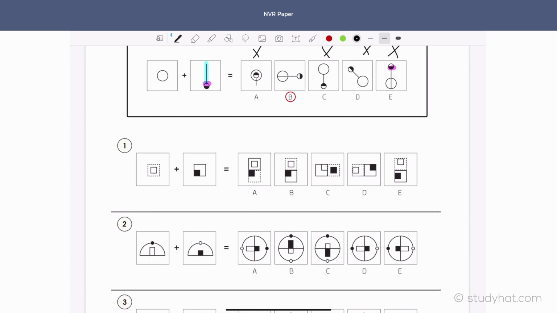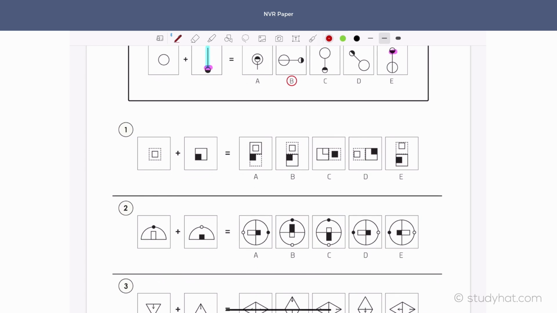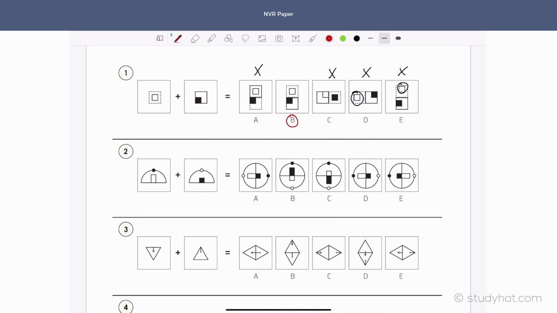Okay, so what have we got here? We can see that there's a square inside the dotted square and there's a black square inside the solid square. So this one is wrong because the black square is inside the dotted. This one could be. This one is wrong because the white square is inside the solid. This one is wrong because of the placement of this. It's not in the center. And this one is wrong as well because of the placement of that. So by elimination, we can see that B is the correct answer.